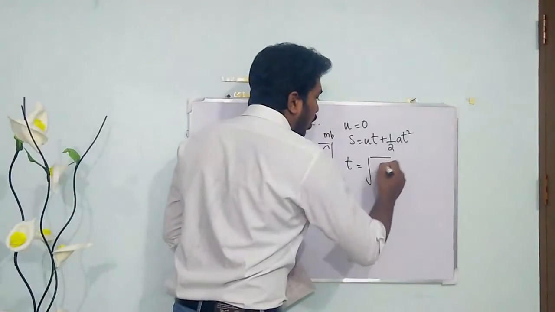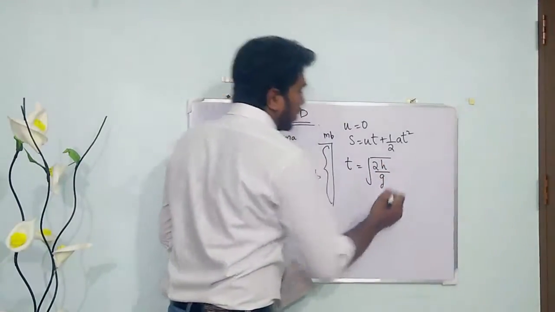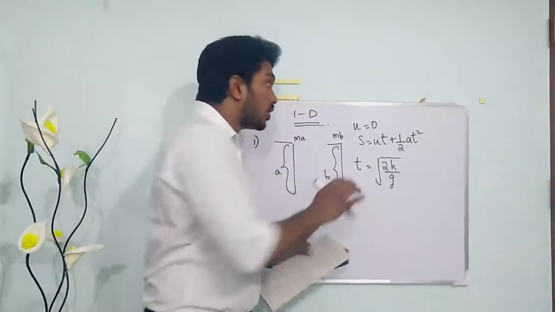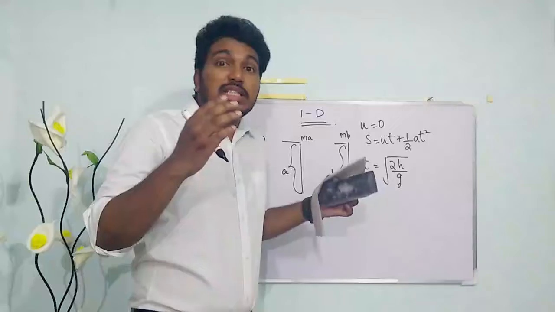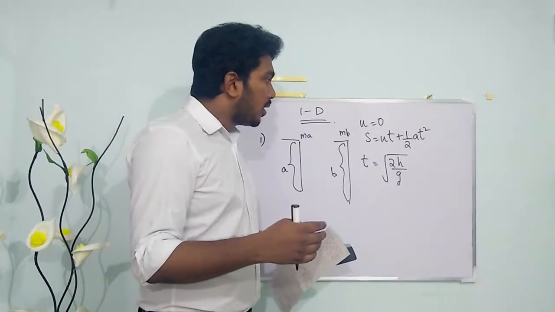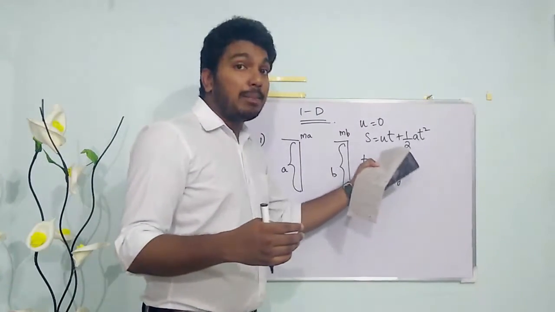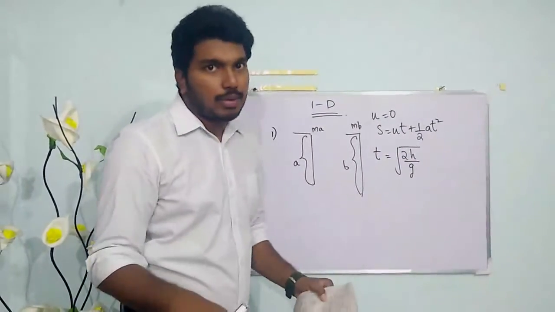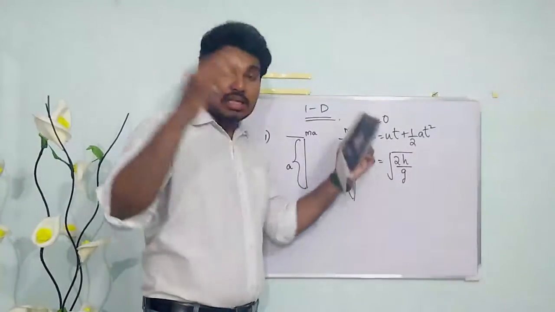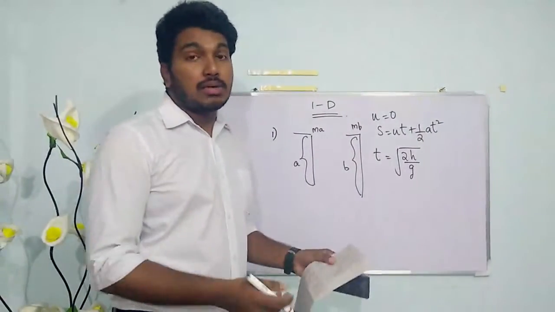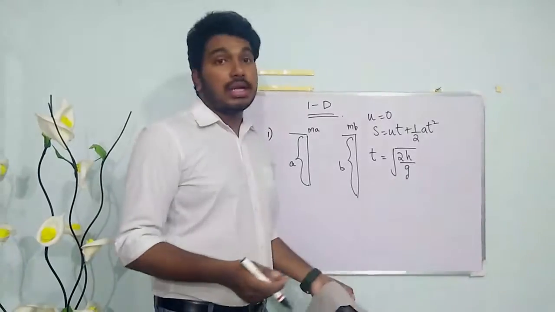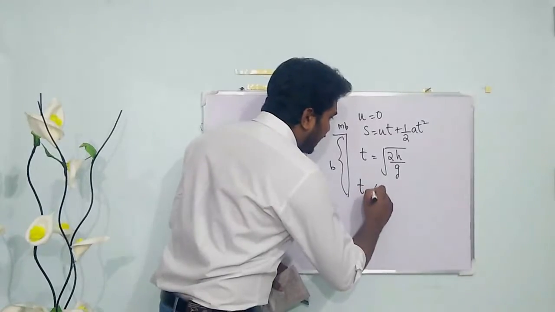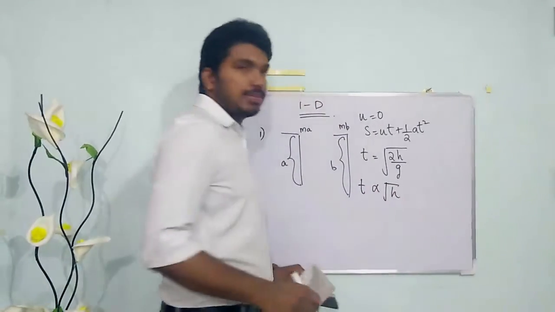Time is equal to root of 2h by g. So as you can see here, time does not depend on the mass of the object. Irrespective of the mass of the object, the time depends only on the height over there. Now g will be the same, we know that. Since the height is not that huge, we won't be considering the variation of acceleration due to gravity with respect to height. So here we can write from this equation t is proportional to root h.